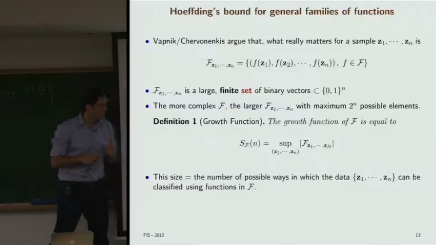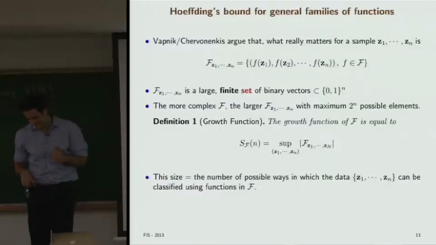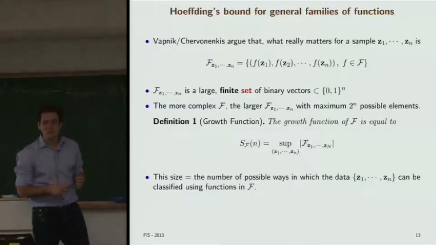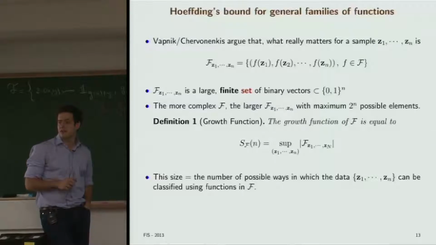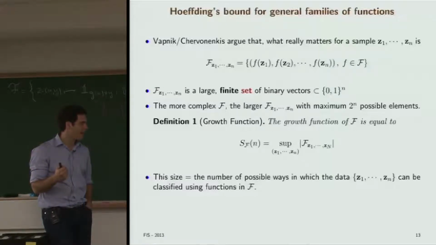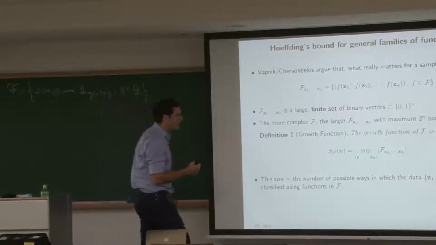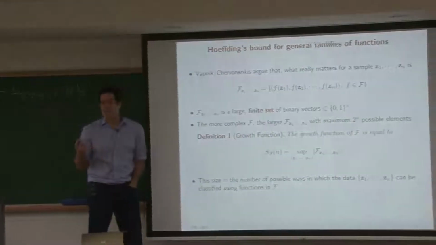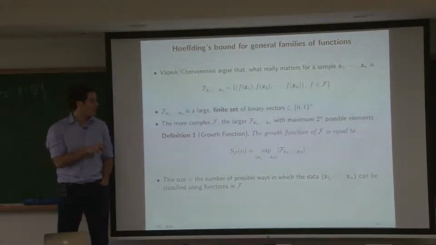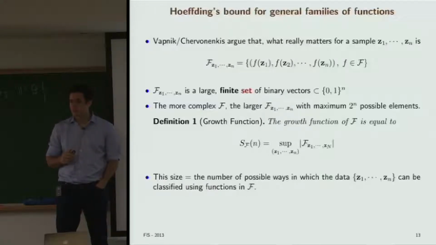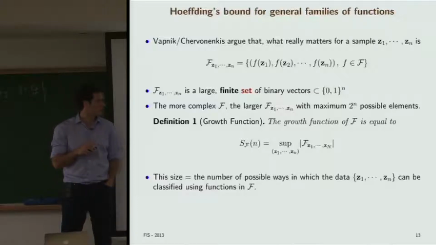So what is the maximal size? Well, it's written here. Sorry, I was going to ask: what is the maximal size this set can have? It's 2 to the power n, right? If I have n binary numbers, I can have 2 to the power n combinations of them. Now, imagine my function class is very simple. It's just one function. If I only have one function, what is the size of this set?